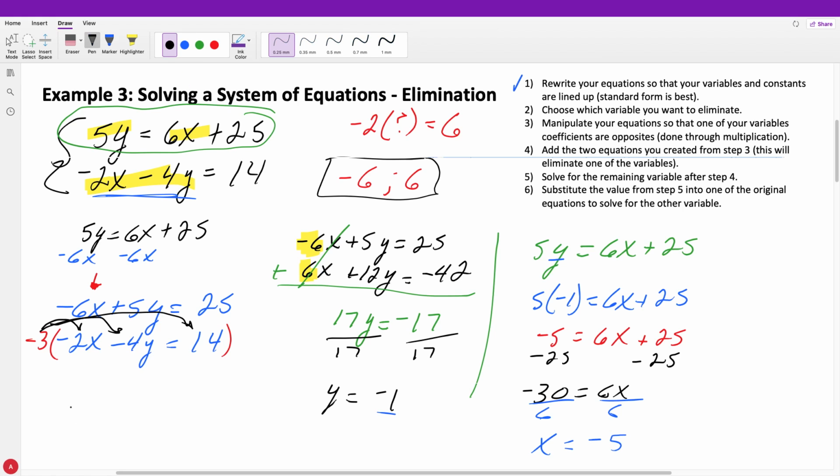So our ordered pair, or our answer, is x is -5 and y is -1. So this ordered pair will satisfy both of these equations at the same time. And if we were to graph them, that's where the graphs would overlap, and that's where the graphs would share.